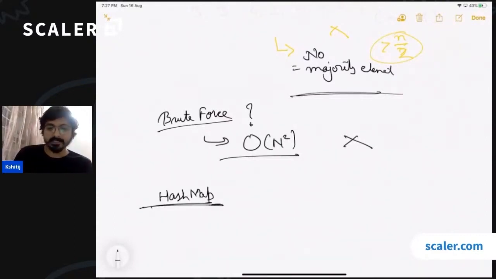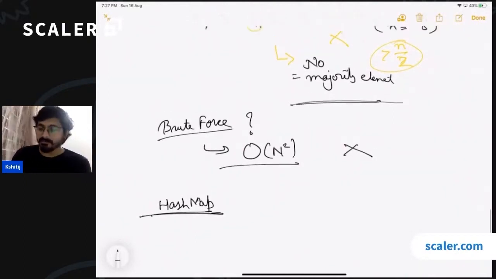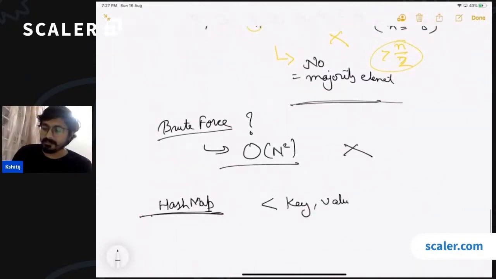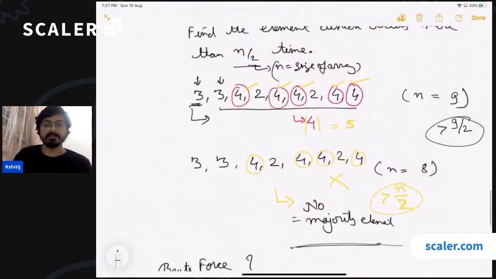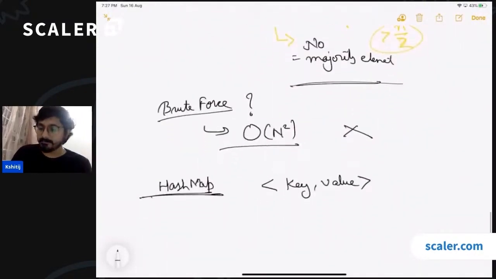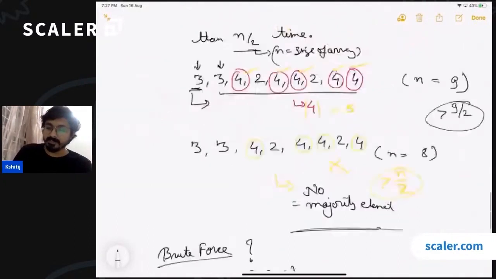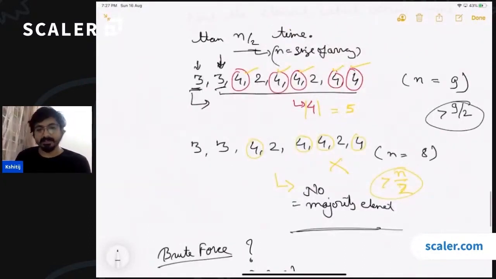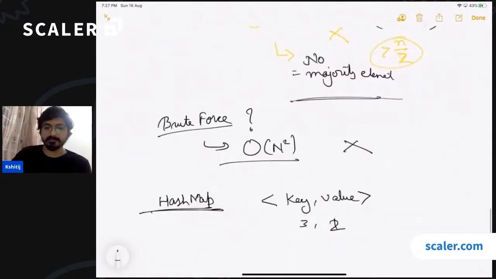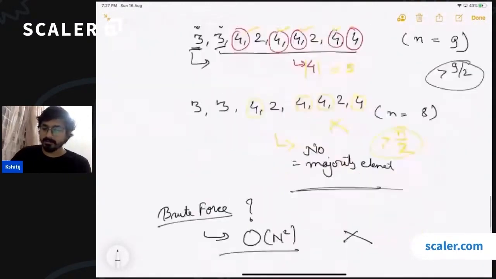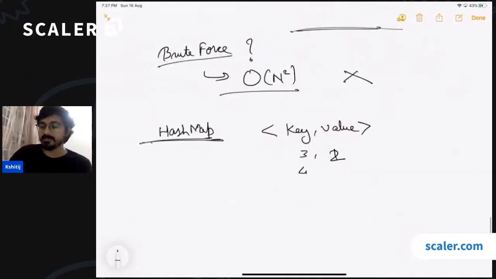A hash map is nothing but a key-value pair, right? So you can have a key and you can have a value in the hash map. Now every array element becomes the key and the frequency becomes the value. So against 3, you keep 1. Then you again go to 3. You see that 3 has already occurred in the hash map, so you increase the frequency. Then you go to 4. 4 has not occurred yet, so you keep it and you put 1 here.